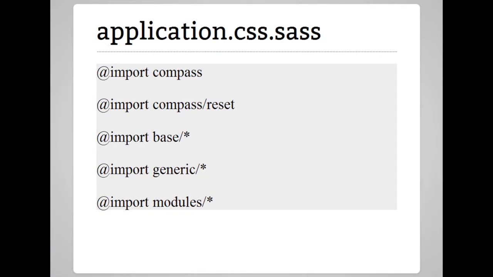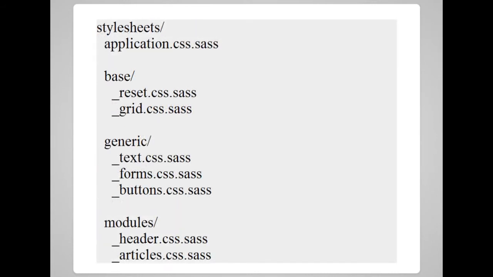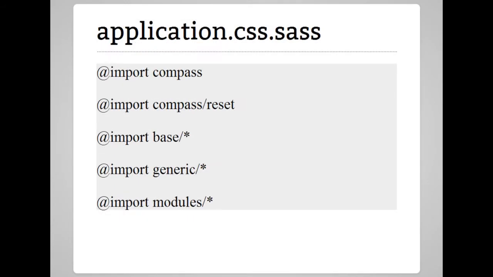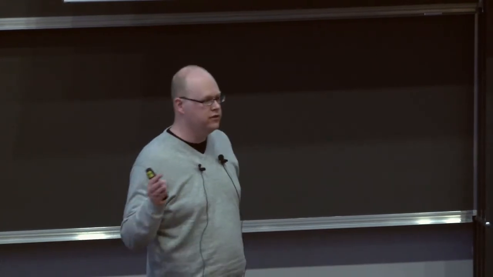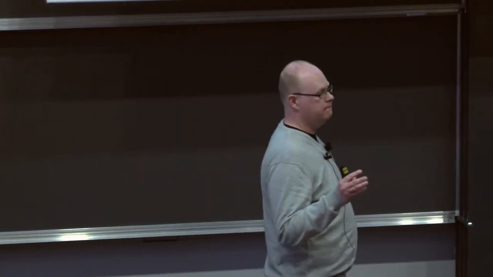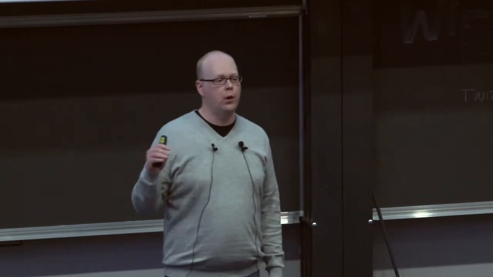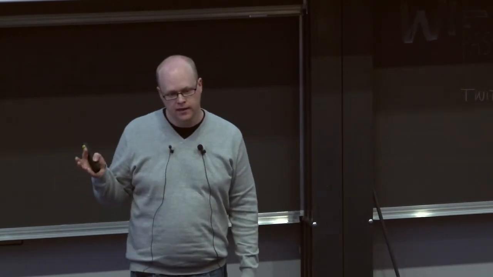This is what my application.css.sass looks like. I use Compass for everything because it rocks. I import Compass, apply some resets. I then import all the base modules, all those files that were in base here. Then generic, and then modules. What you could do is just import star. You could use a different glob here. You don't want to do that because they're not imported alphabetically per se.